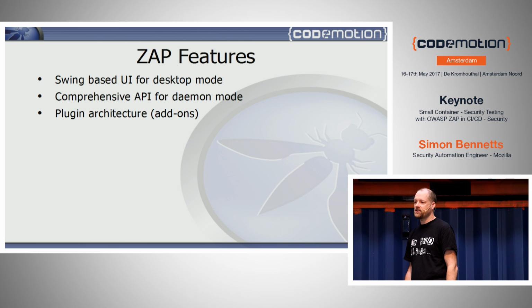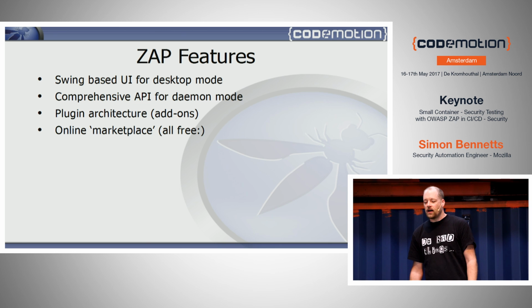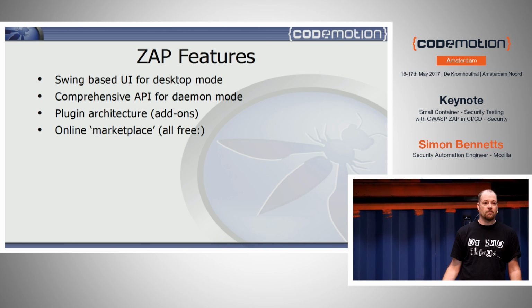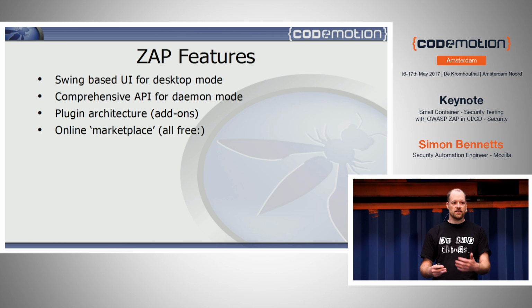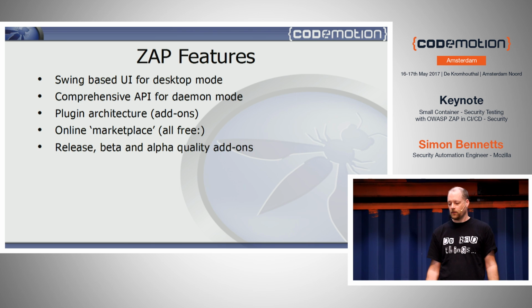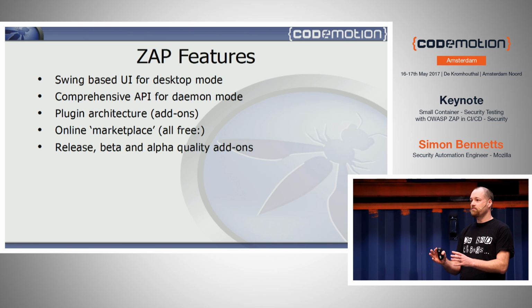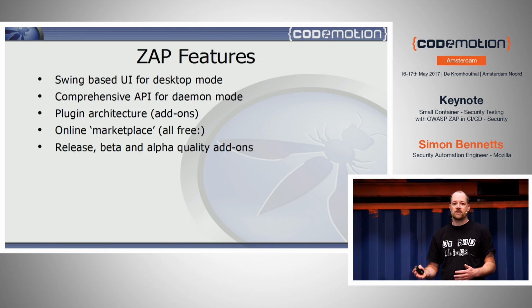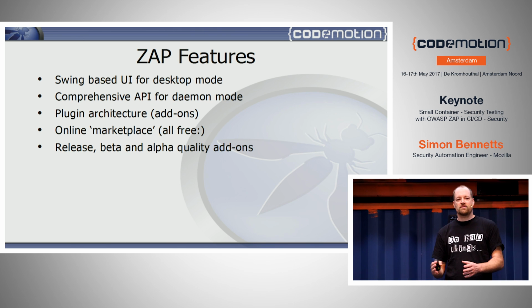It has a plugin architecture. This means you can extend it in lots of ways, and lots of people have extended it. And we have an online marketplace. We call it a marketplace, but all the add-ons on there are completely free. So you can download them from within ZAP, and you can automate the downloading of those as well. ZAP is actually made up of add-ons itself. So when you download ZAP, it includes a lot of add-ons. And the add-ons have different quality levels.